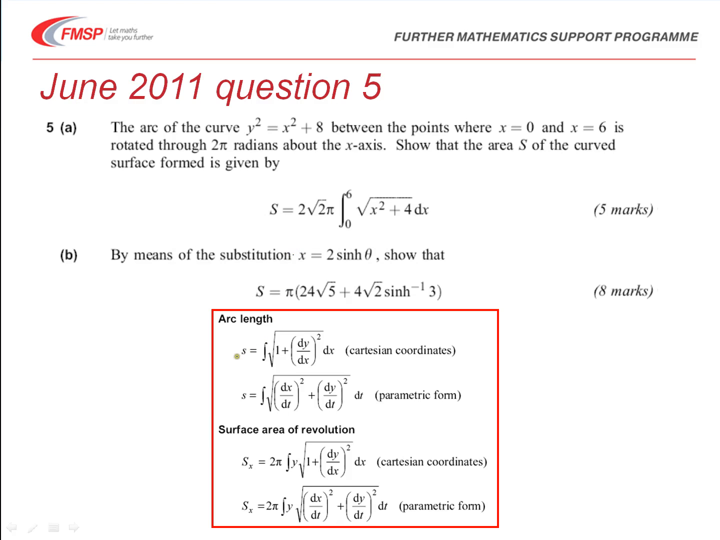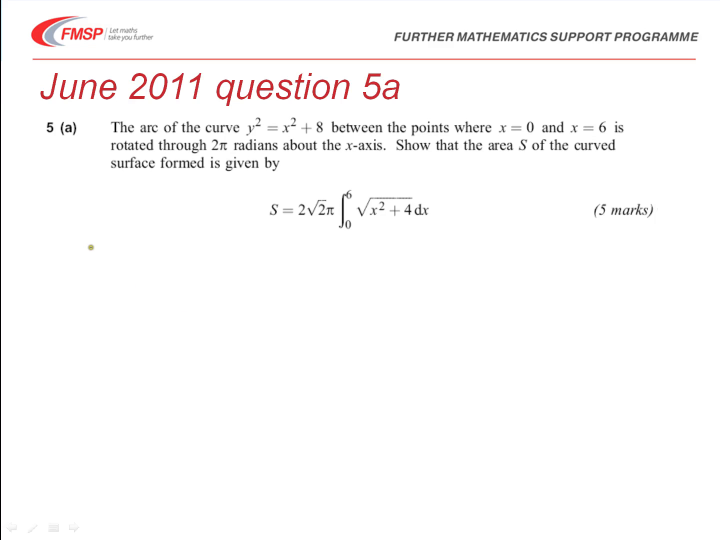Now in the formula booklet you will find there are suitable formulas for working out the surface area and the arc lengths. In this particular case we're involved in a Cartesian equation involving x and y, so the surface area that we require is given by 2 pi integral of y square root of 1 plus dy by dx squared dx.